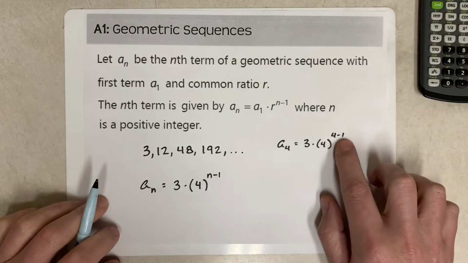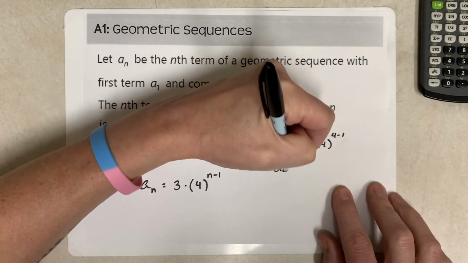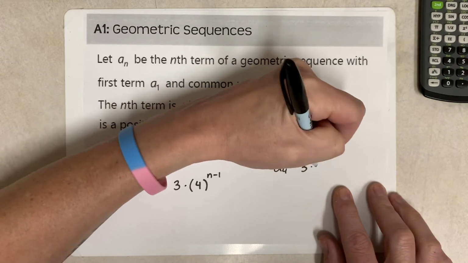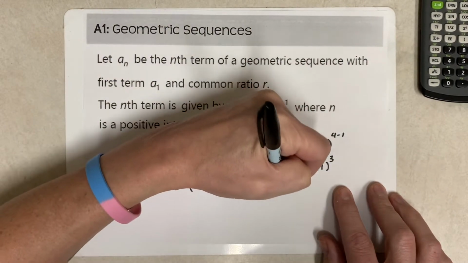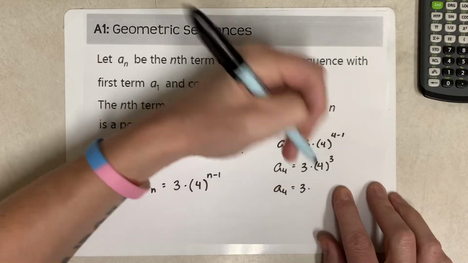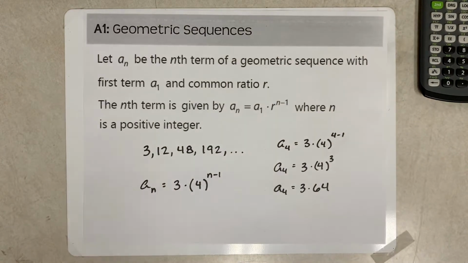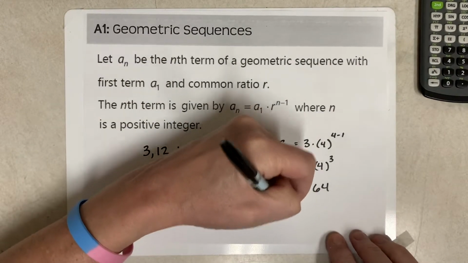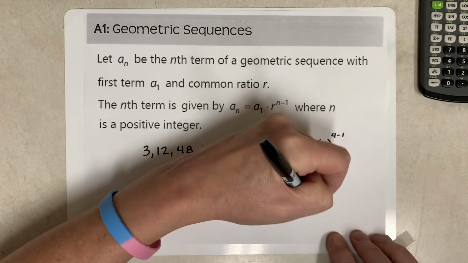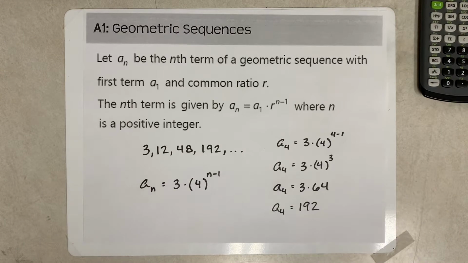So 4 minus 1 is 3. And so a sub 4 is going to be equal to 3 times 4 to the third power. 4 cubed is 64. And then 64 times 3 is going to be 192. So it does work. The fourth term is 192. And you can do that to find any term you want. That's just a little example.